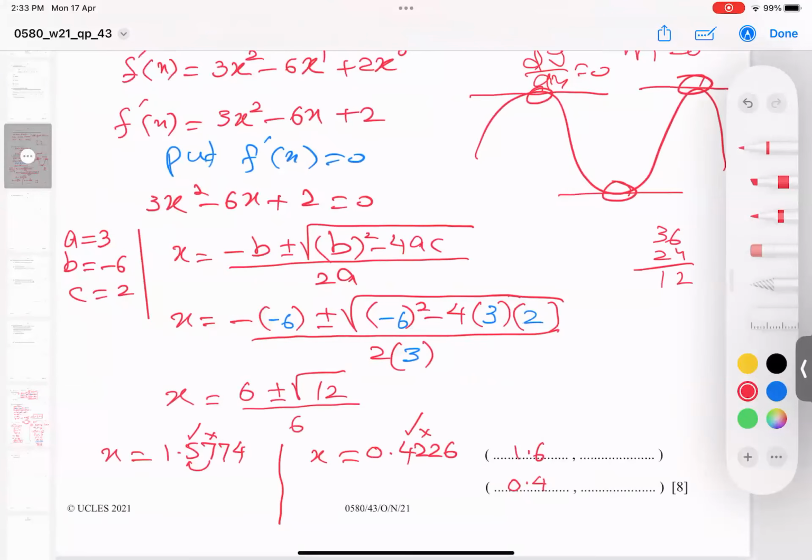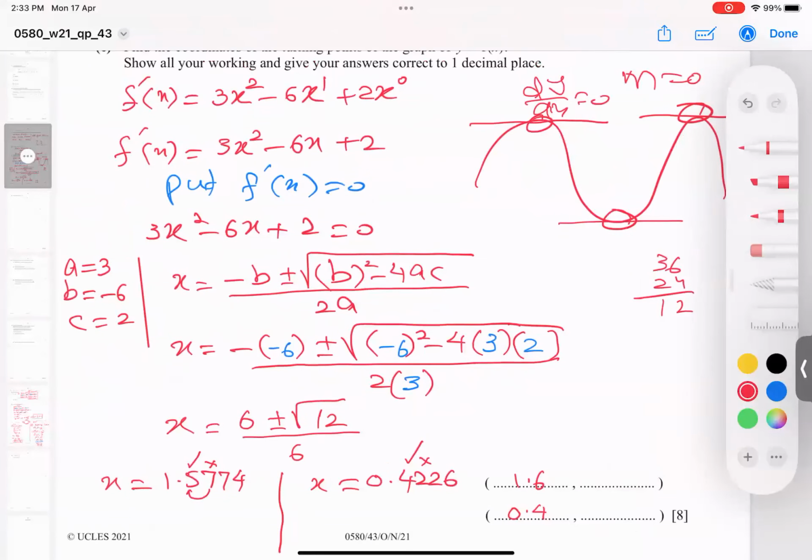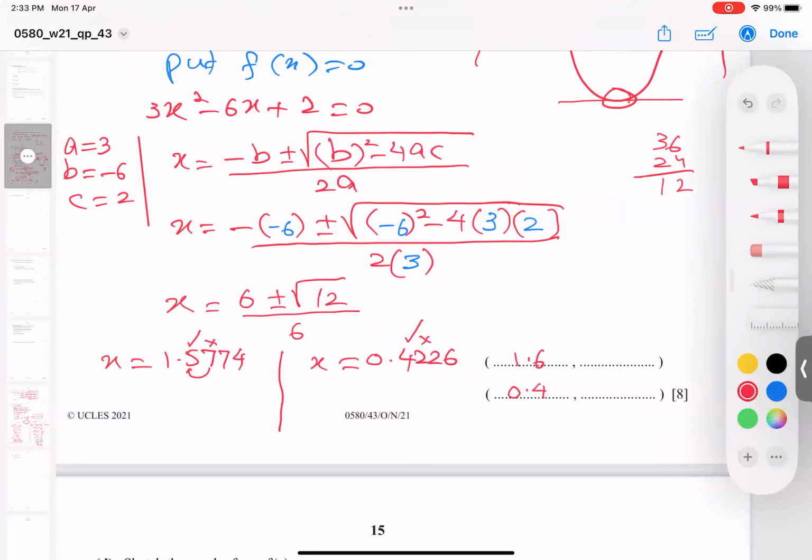Let me recheck. Yeah, he said 1 dp. Okay, 1 minute, please. I just confirm the whole thing because there is a chance of mistake. After all, I'm also human. Okay. And yes, up till here, all okay.